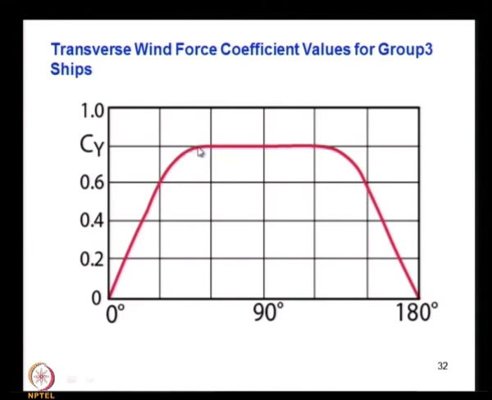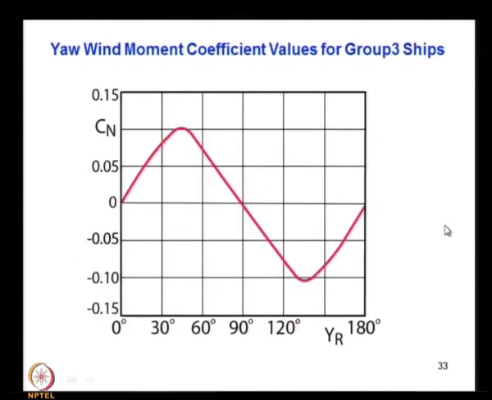Same thing with Cy, you can see the Cy values remain constant over this range, that is 60 degrees to 120 degrees, because of the shape, basically the shape of the vessel and freeboard. So, this is the trend for the yaw moment coefficient.